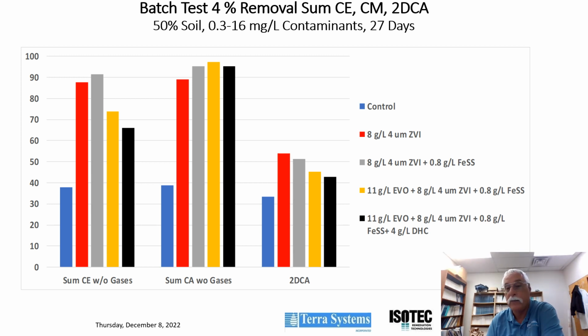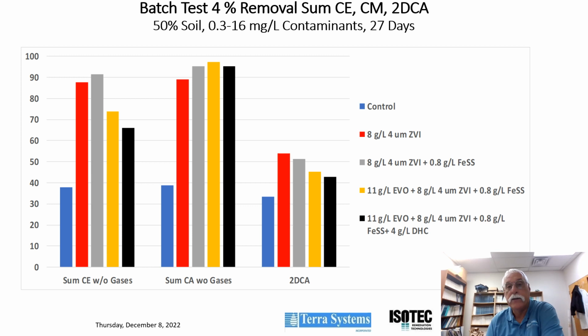and the 4 micron ZVI with 8.8 grams of a ferrous sulfide solution, a combination of EVO, the micro ZVI, and the ferrous sulfide, and then finally the Dehalococcoides was added. Conclusions: the 4 micron ZVI with the ferrous sulfide gave the highest removal, 92% of the chlorinated ethanes, compared to 88% with the 4 micron ZVI alone.